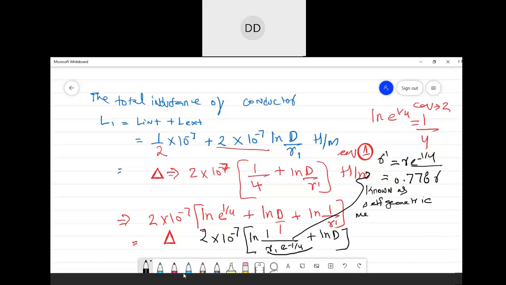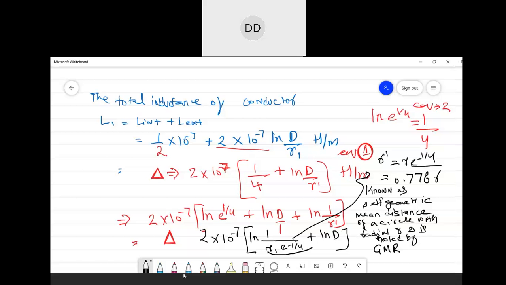So this is the term that is known as the self geometric mean distance of a circle with a radius r, and it is also denoted by GMR. So it is also said that this value is GMR. So this was one thing about this.